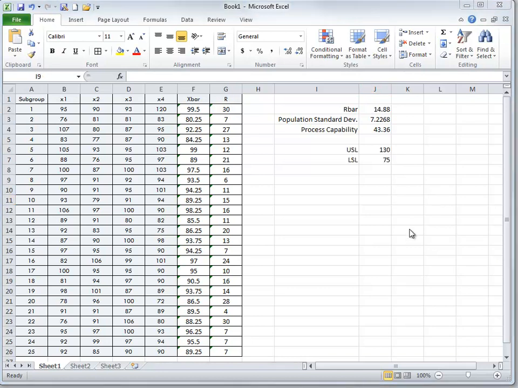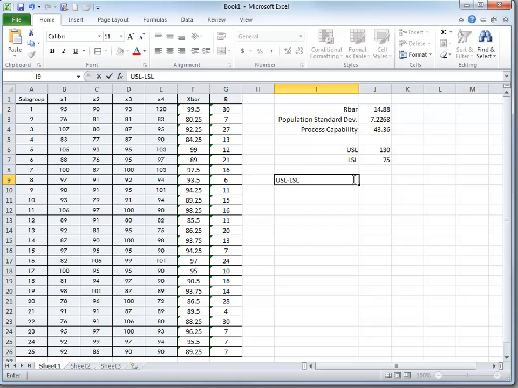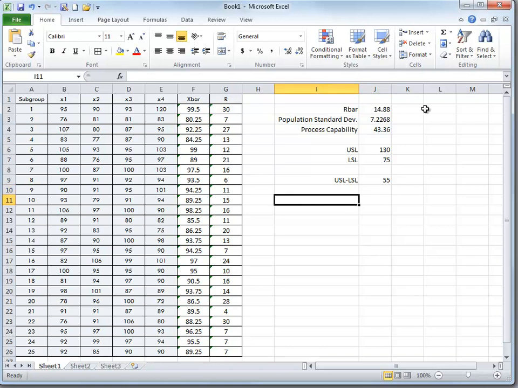So we also have to determine the CP and the CPK. For that, we have to use the upper specification limit and the lower specification limit that the problem gave us. So let's find the difference between the upper specification limit and the lower specification limit. This is 130 minus 75. You see that's 55. Process capability is smaller than our tolerance. So this is case number one, which just verifies what I said before.